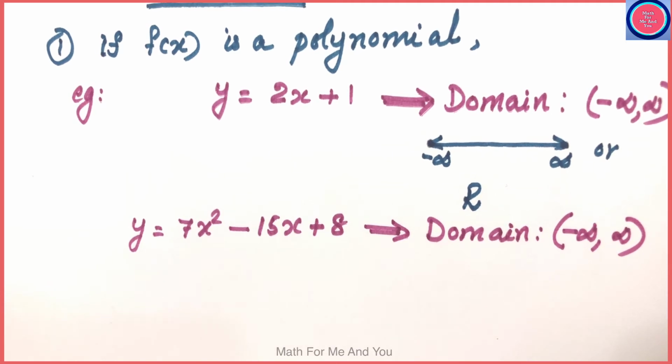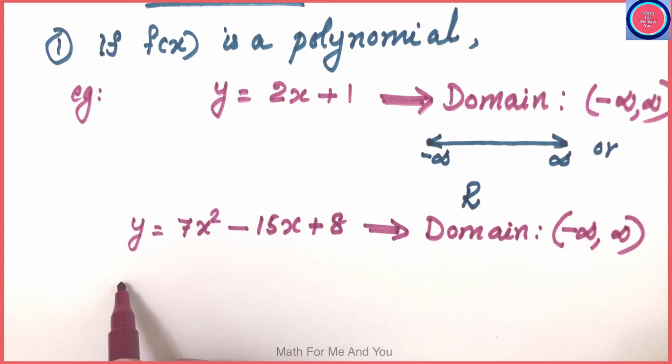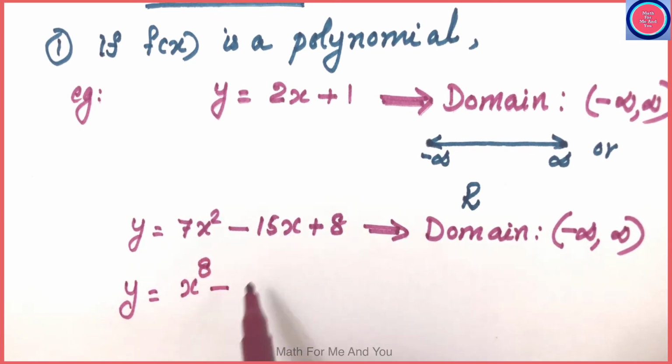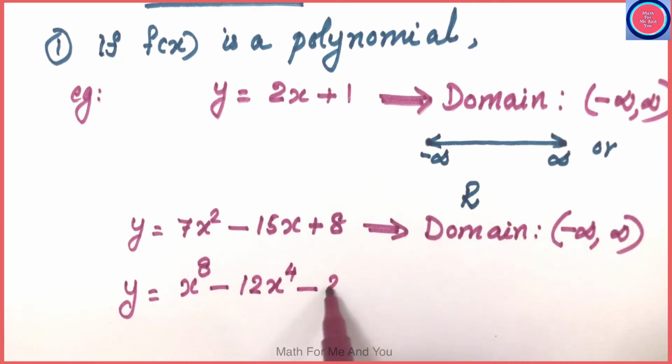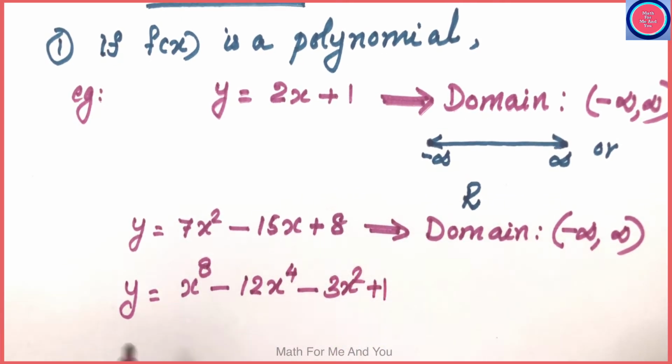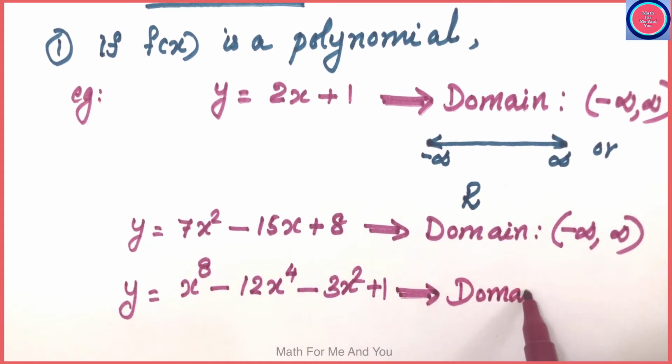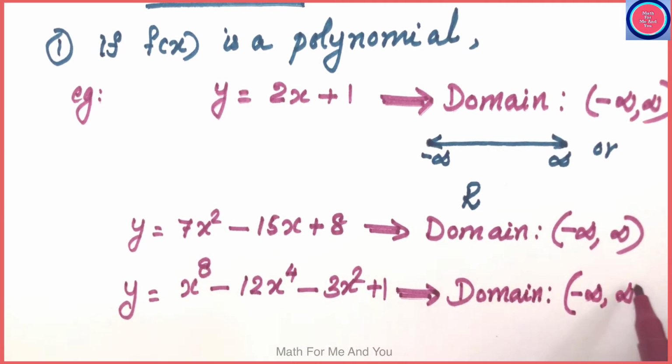That means for whatever polynomial function we get, without a denominator and without a square root term with x, keep this in mind, we can write the domain of such functions as minus infinity to positive infinity. Consider one more example. Here is a polynomial with the highest degree 8. Here also the domain is minus infinity to positive infinity.